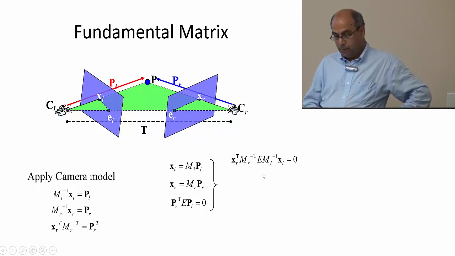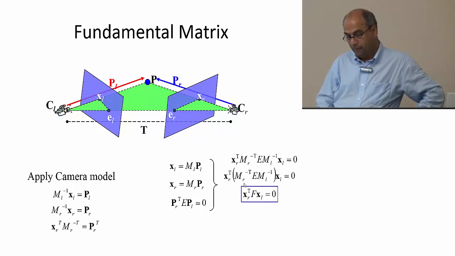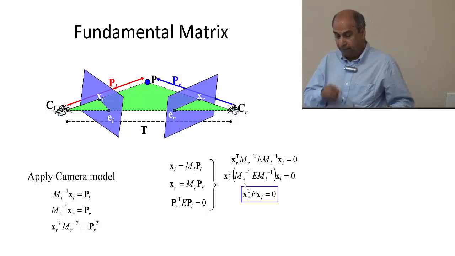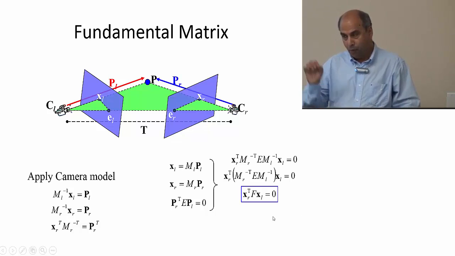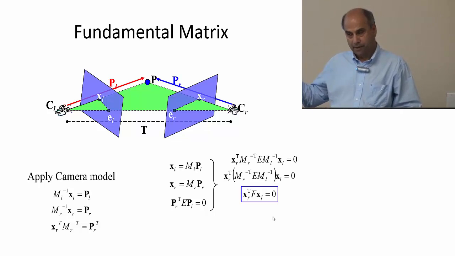Now all these are 3 by 3 matrices. Remember, the translation and rotation matrix was 3 by 3, and the camera matrices are also 3 by 3. So we multiply them and come up with one matrix called F, the fundamental matrix. Now we can take the point in the left image and the corresponding point in the right image, and if we know the fundamental matrix, then the product has to be 0. That's a very important result. That is the fundamental matrix between two images, and we just derived its geometry.